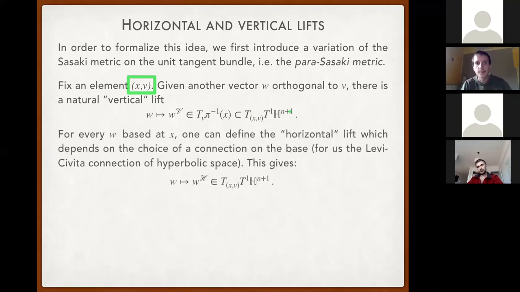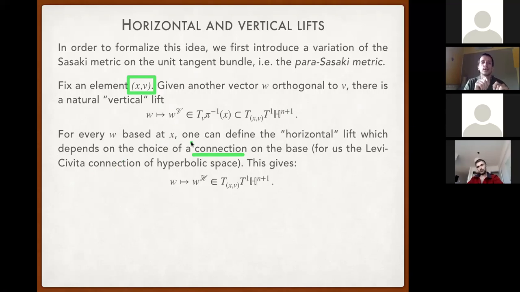On the other hand, one can define the horizontal lift, but here you need to make some choice. Basically, you need to make a choice of a connection. And for us, this will be the Levi-Civita connection. And once you pick a connection on your base, in this case H^{n+1}, then for every w based at x, you can lift horizontally. I'll just say in words.